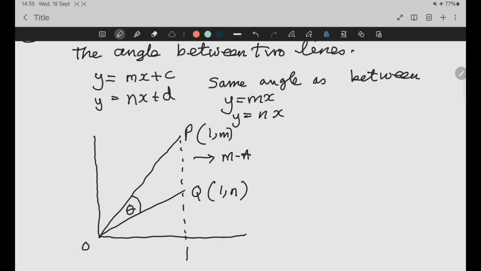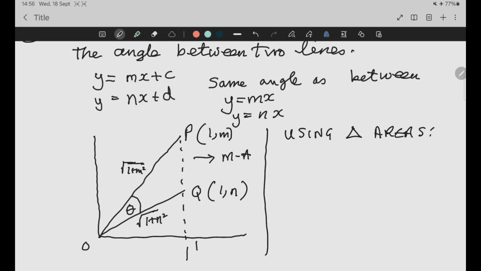All right. Now the length of OP by Pythagoras' theorem will be square root of 1 plus m squared. All right. And the length of OQ will be square root of 1 plus n squared. Right, and now use triangle areas.